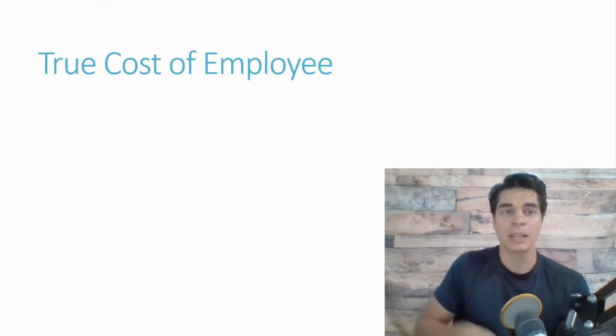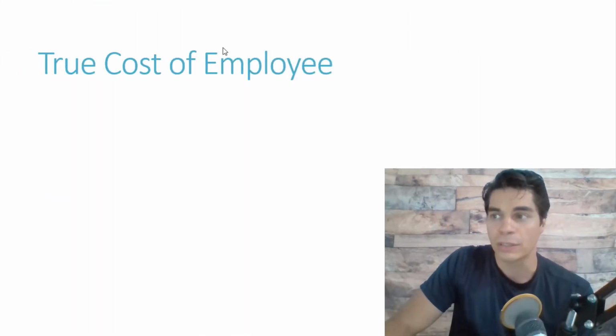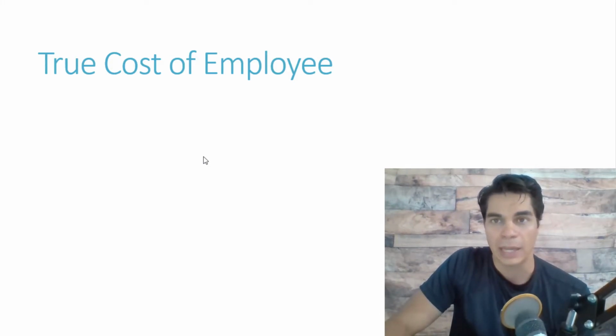So let's take a look at step number 1 of the true cost of hiring an employee. It really starts with understanding the employer tax side. And there are 2 sides to taxes. Like I mentioned earlier, most people assume that if I pay somebody $10 an hour and they work 40 hours a week, that $400 is your budget for that hire. And that's not the case.